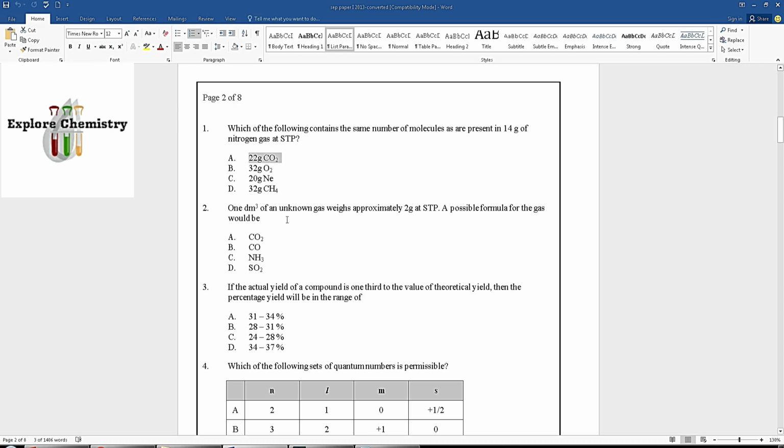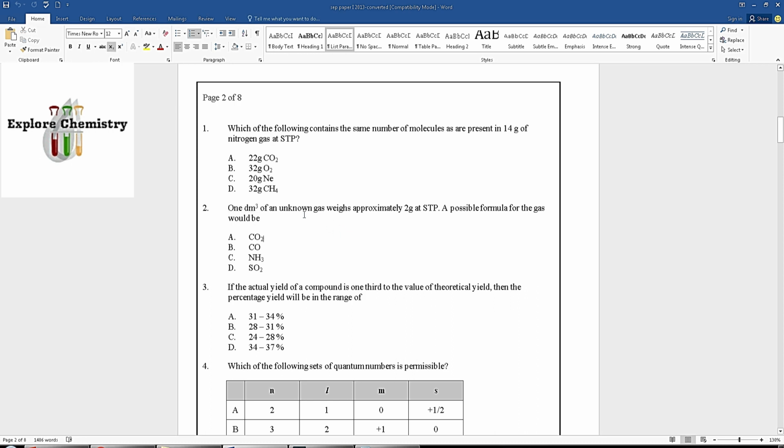Number 2, 1 decimeter cube of an unknown gas weighs approximately 2 gram at STP. A possible formula for the gas would be, if you need to find out the formula, you need to find out molar mass, and for finding molar mass you should know number of moles. Mass is already given. You will use the formula number of moles is equals to mass over molar mass. Mass is given from 1 decimeter cube, you will find out number of moles.